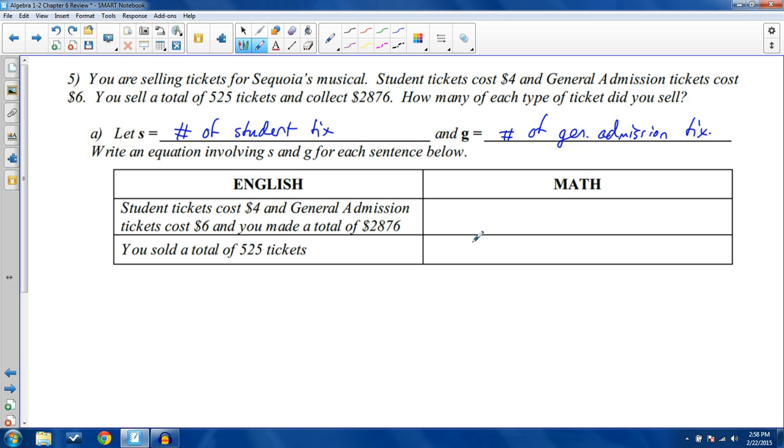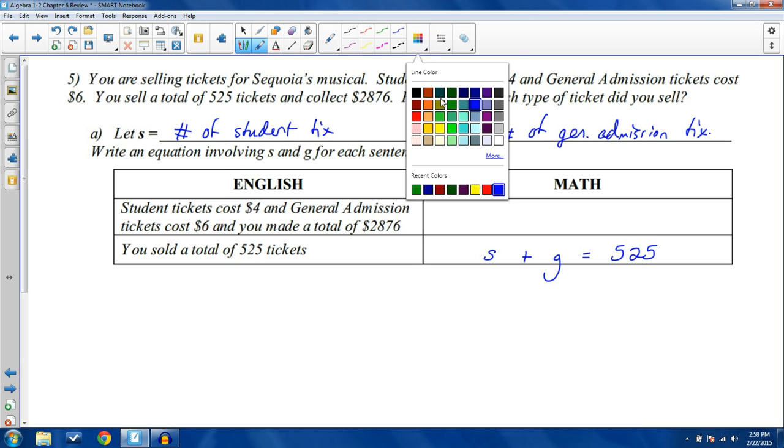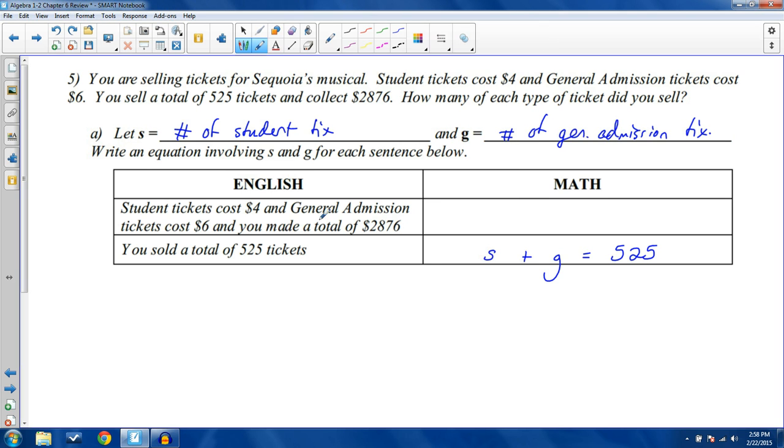So we sold some amount of student tickets, S, some amount of general admission tickets, G, and combined, that ended up equaling 525. Tickets plus tickets equals tickets. This one's going to be more difficult, but again, same idea as all those other problems we've been practicing. You made a total of $2,876, so automatically you know that the units for these are dollars. So we need to use the number of student tickets and general admission tickets with their rates and say dollars plus dollars equals dollars.